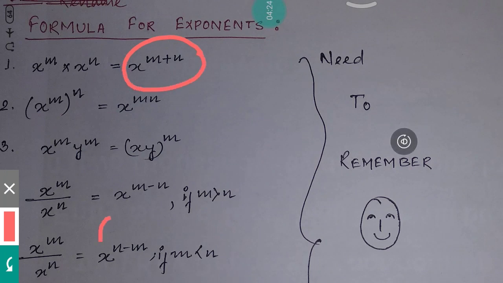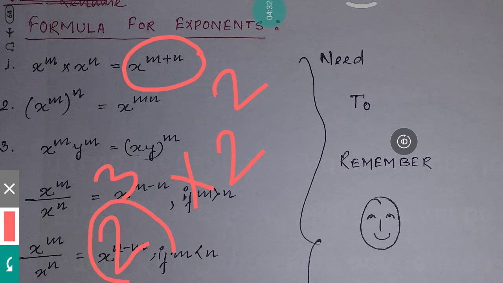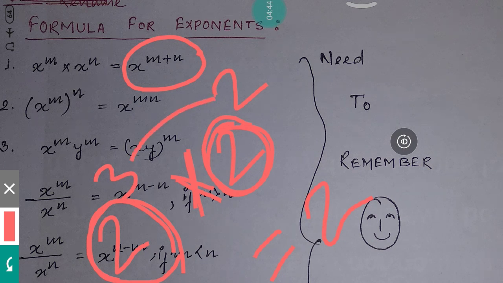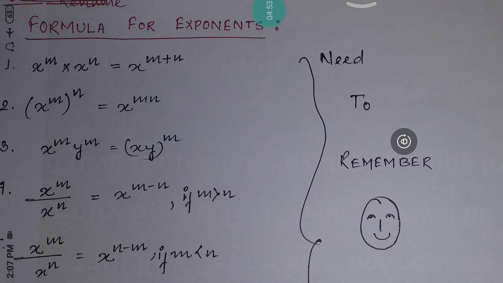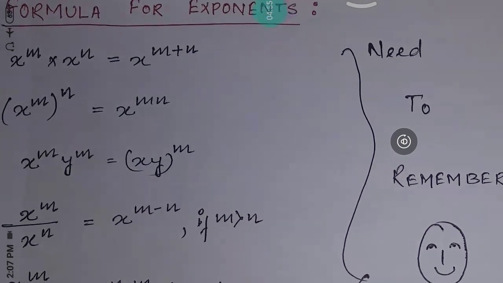Check with one example. Suppose 2 cube is given into 2 power 2 is given. Okay, so check the base. What are the bases? This 2 and this 2 are the bases. Both the bases are same and multiplication is given, so we can simply write as 2 power 3 plus 2, so power will be added. 2 power 3 plus 2, that means 2 power 5, that means 32. Okay, so this is your formula 1.